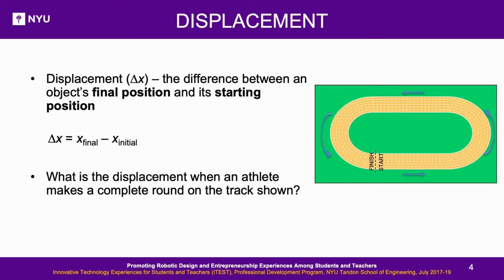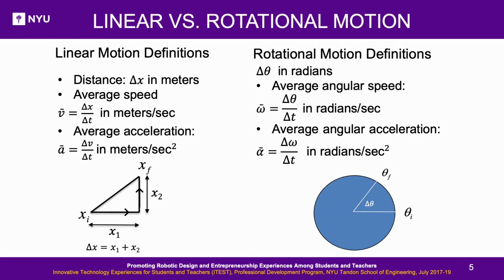Displacement. It is a vector quantity. The difference between an object's final position and its starting position. In other words, it is the shortest distance between the 2 points in space. What is the displacement when an athlete makes a complete round on the track shown? When an athlete makes a complete round on the track, the displacement is 0, since the initial and final positions are the same.